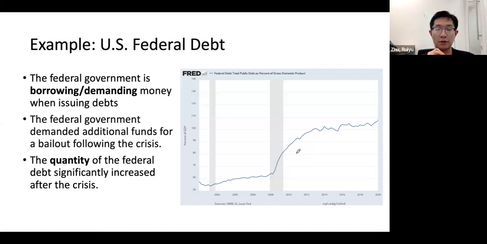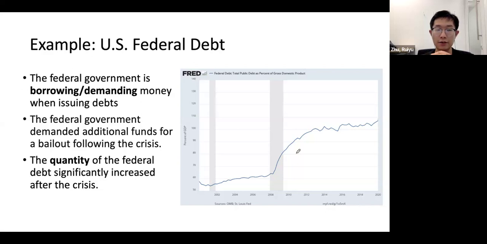So now you can see this example of the US federal debt. The federal government is borrowing or demanding money when issuing debts. Right? So borrowing money and issuing debts or issuing bonds are equivalent, because when you sell bonds out, you are borrowing money in, right? So for the federal government, when it's selling or issuing bonds, they are actually borrowing or demanding money. So in our framework, they are the demand side.